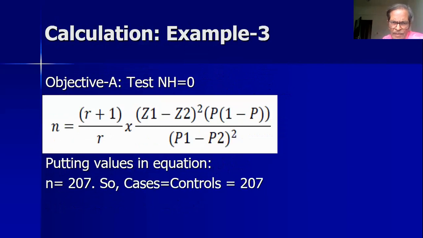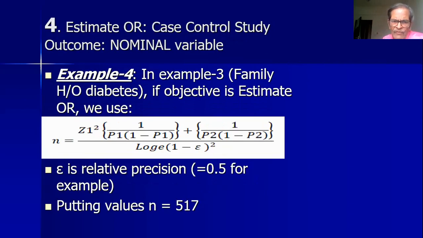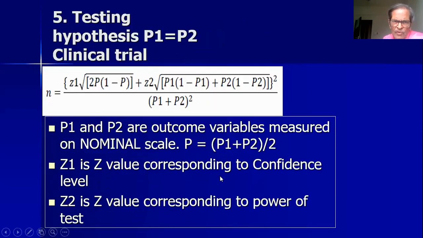That is for testing the null hypothesis, which is 207, and 517 is the sample size if your objective is to get an estimate of the odds ratio. So higher among these is 517. So we take 517 as the minimum sample size for that particular study, provided the values given, P1, P2 and eta, are as used in this formula.